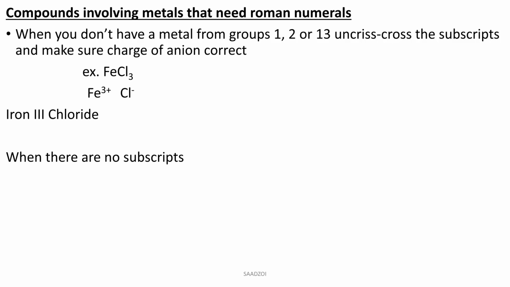Iron 3 chloride. When there are no subscripts, CuO. Now the shortcut for this is just whatever the charge of the anion is, it's going to be the charge of the cation. So you don't need to uncrisscross and multiply by 2 if you don't want to. If there's no subscripts, your life's a lot easier. O is a negative 2, so guess what copper has to be to get a charge of 0? That's right, positive 2. So it's just copper 2 oxide. Done. Don't need to sit there and analyze. Makes it a little bit easier.